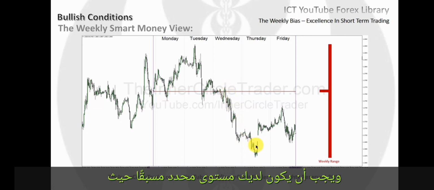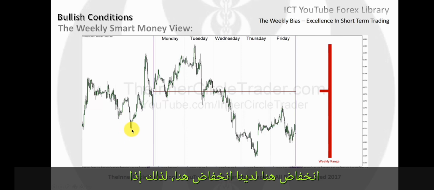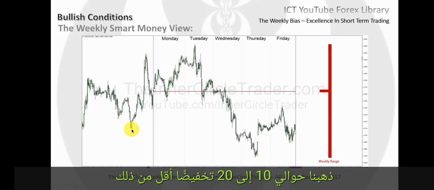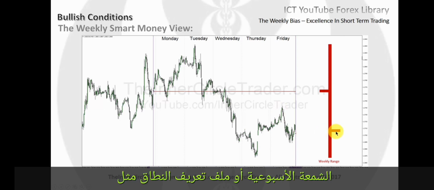You should have a predetermined level where you're going to be getting out at inside of this expansion, okay? In this case, we have relatively equal lows here. We have a low here. We have a low here. So if we go about 10 to 20 pips below that, that would give us around 26.95. And that's 26.95 right here. And that gets us to this price point here. It goes a little bit lower, but then ultimately comes back with a deep retracement and then closes into the week, giving us the weekly candle or range profile like this.